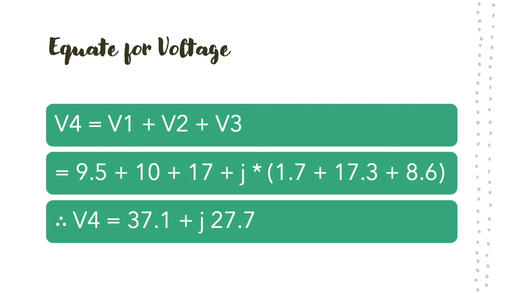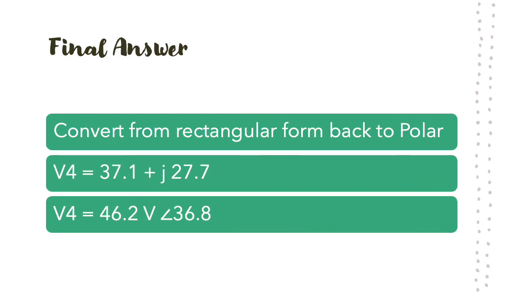The last step of this problem is to convert our answer back from rectangular form into polar form. Here we have our V4 magnitude and angle in phasor form. V4 is equal to 46.2 volts with a phase angle of 36.8 degrees.